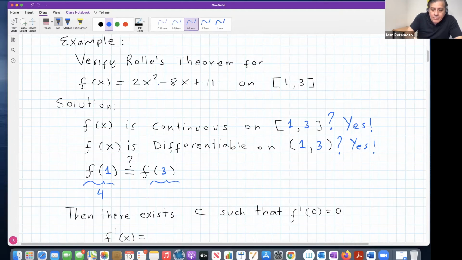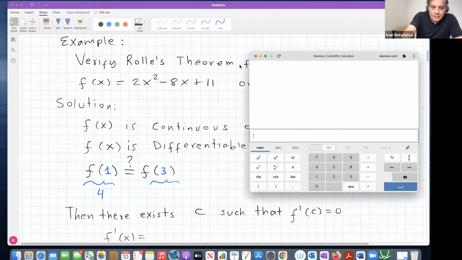F of 3, we can compute it on our calculator, right? 3 squared minus 8 times 3. Try to remember this for your homework. I think one of the questions asks you to verify Rolle's theorem. This is for 3 and for 1. I think I missed something in the computation. Yeah, both are 5. I think it was 2 minus 6 plus 11, 5, right? Very good. Both are 5.